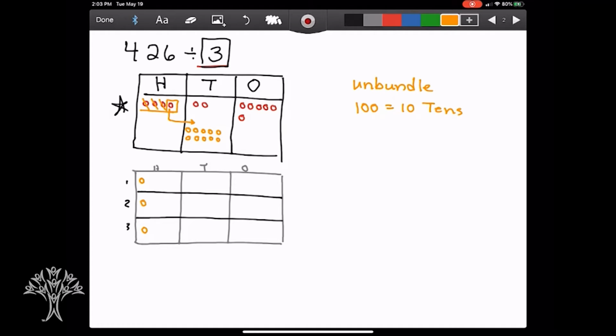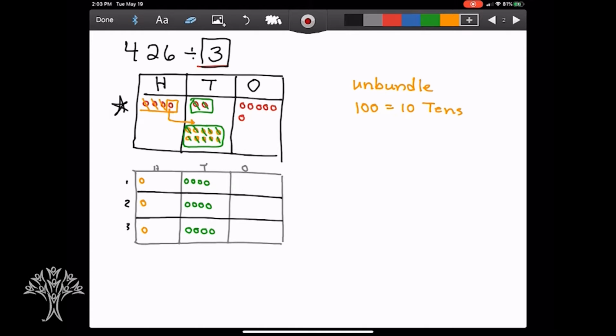So now when I look at this, I have 10 tens and 2 more. So I have 12 tens that I can share down here below. So let's try that. So I could give each group 4 tens. And that should add up to 12. So 1, 2, 3, 4, 5, 6, 7, 8, 9, 10, 11, 12. So I've used all 12 of them. I can just cross them out as I use them.